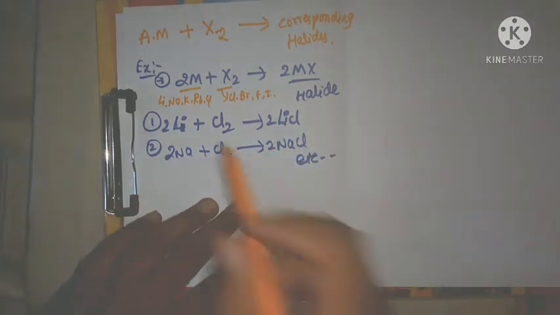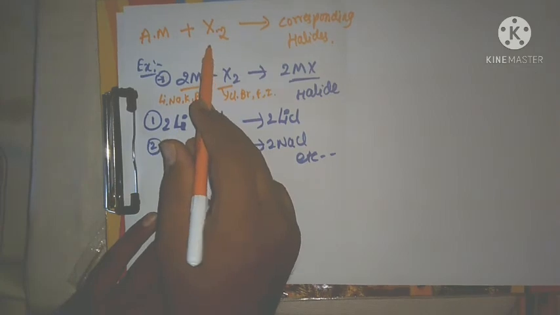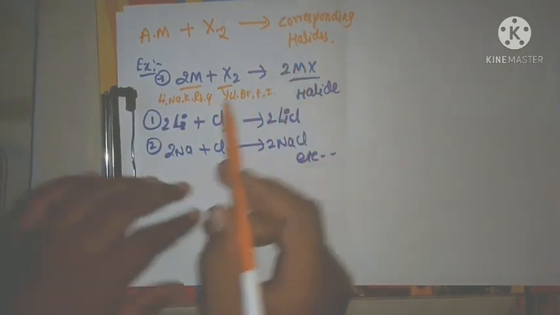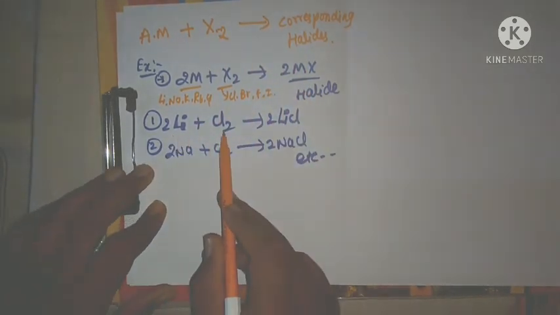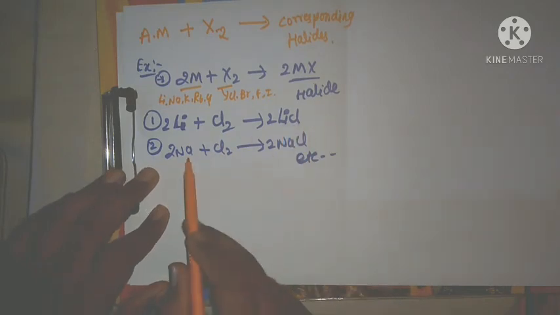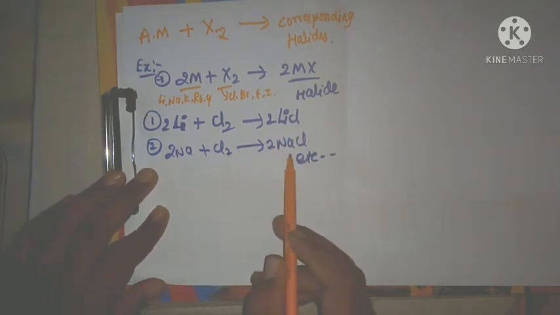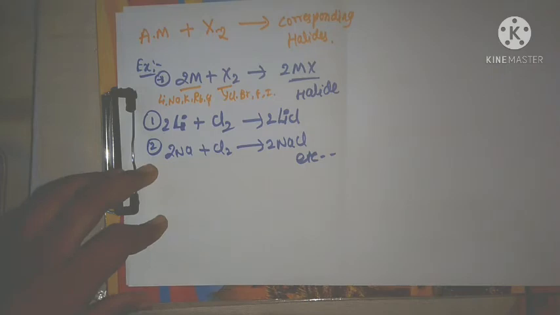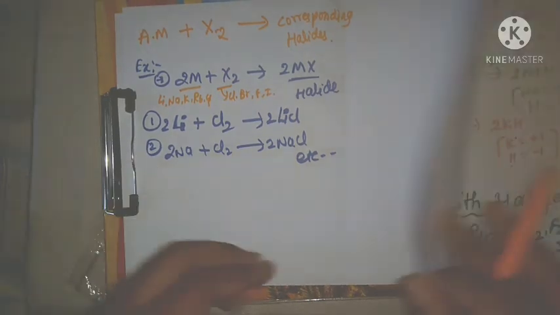How to explain this one? When alkali metals react with the halogens, they form the corresponding halides. Example, when lithium reacts with chlorine, it forms lithium chloride. When sodium reacts with chlorine, it will form sodium chloride, etc. Next we will go for the fifth one, after the reaction with halogens.